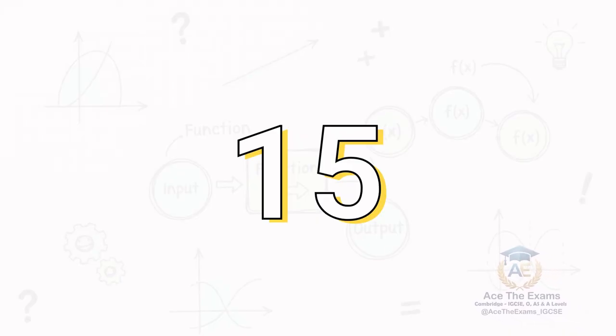Did you nail it? Let's break down the exact examiner commentary on why this works. To find fg of x, we put the entire g function inside the f function. The f function is 2 times the input plus 3. So we replace that input slot with the g function, which is 2x. That gives us 2 times 2x plus 3. Simplifying that, our composite machine is 4x plus 3.